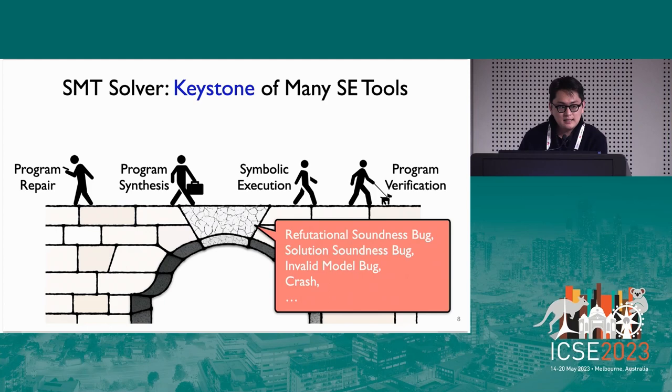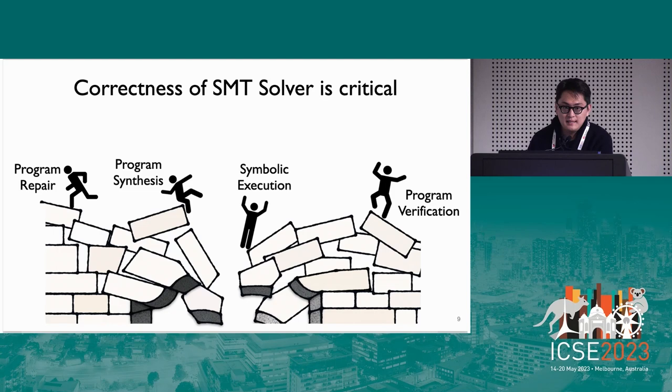Sadly, recent SMT solvers are large and highly complex software. Therefore, many types of bugs inevitably exist in this software. The existence of bugs threatens the reliability and robustness of a wide range of tools based on SMT solvers, which means that the correctness of SMT solvers is very important. In this work, we aim to find bugs in SMT solvers.